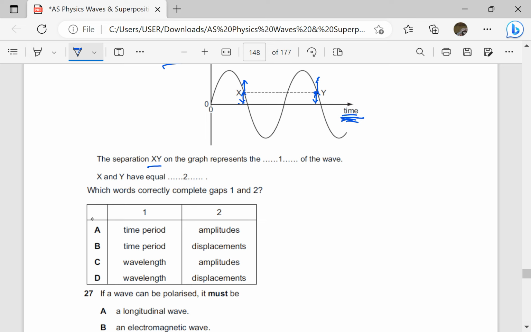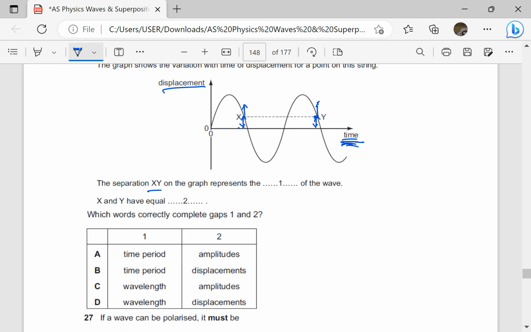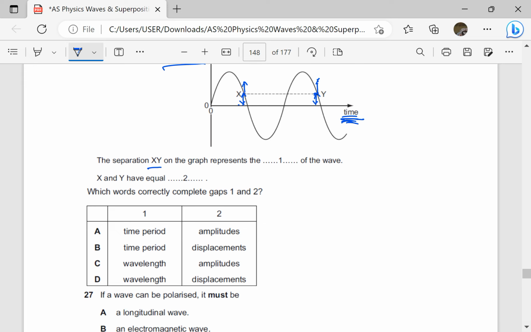So 1 is going to be period, and 2 is going to be displacement, not amplitude. Because it's a progressive wave, it is not amplitude, it is displacement. But if it was a stationary wave, it could be amplitude. So our answer here is going to be B.